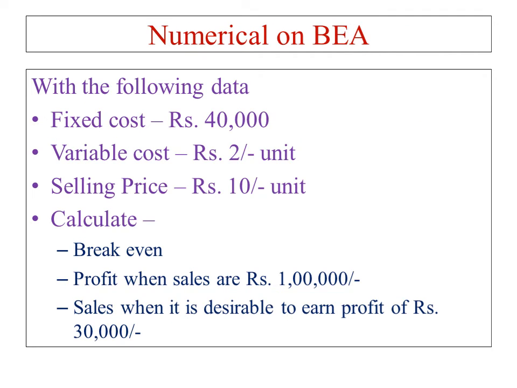Then we will solve a numerical on break-even analysis. Let us say the data being given: fixed cost is equal to 40,000, variable cost is rupees 2 per unit, selling price is rupees 10 per unit. Calculate break even, then profit when the sales are rupees 1 lakh, then sales when it is desirable to earn a profit of rupees 30,000.